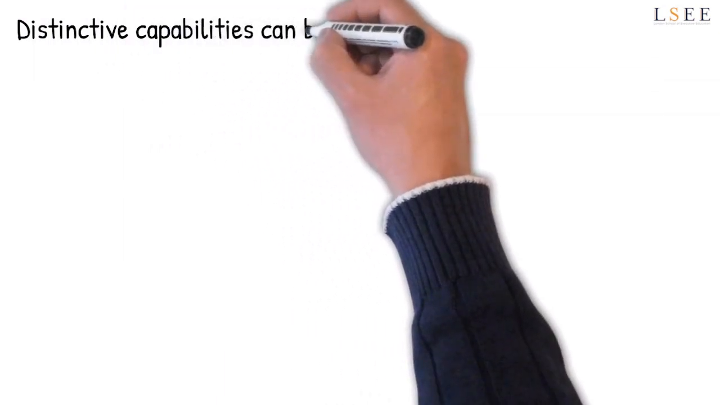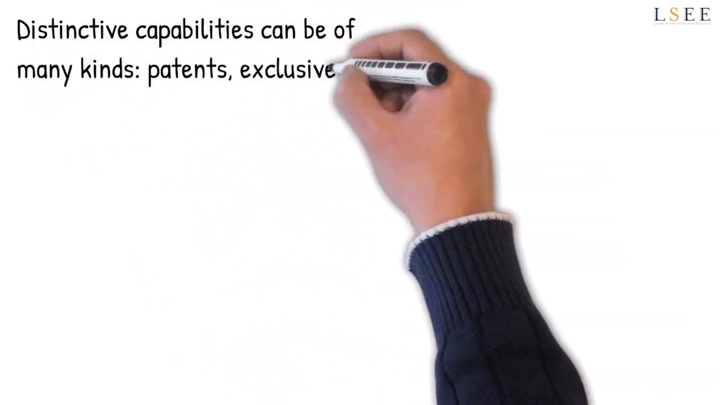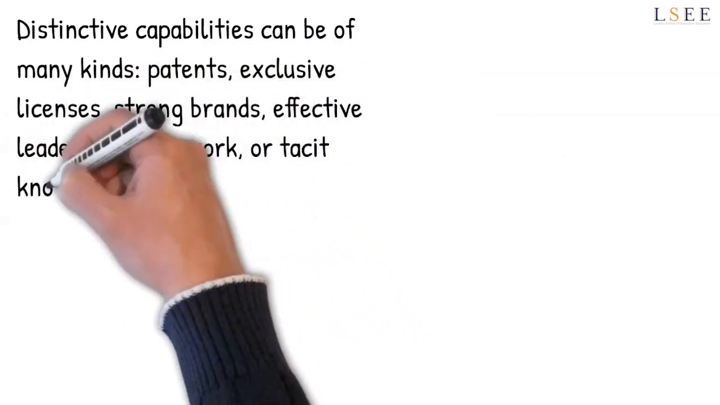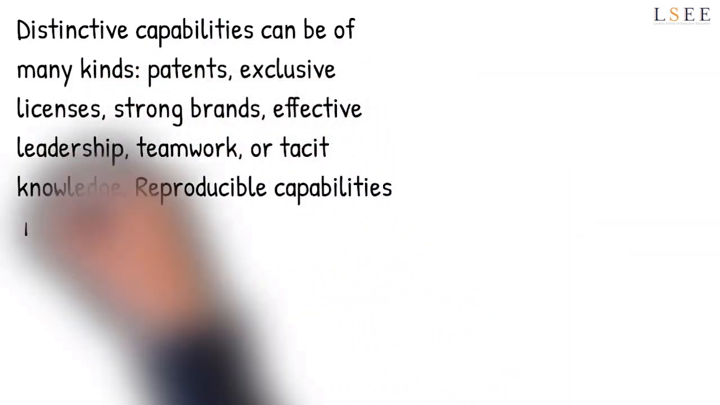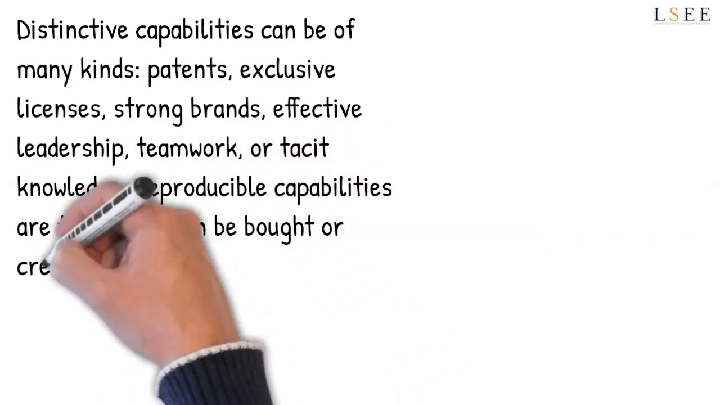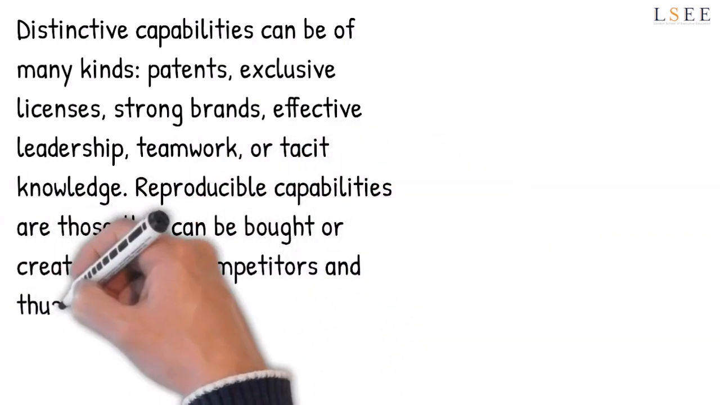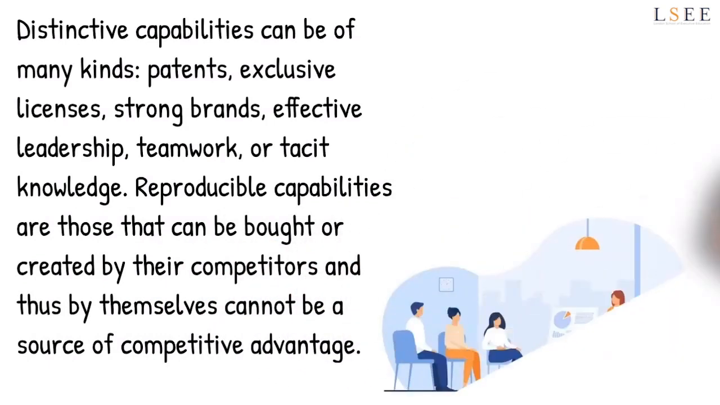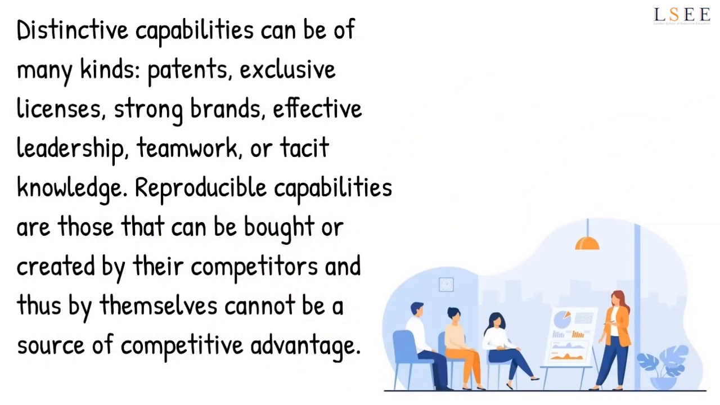Distinctive capabilities can be of many kinds: patents, exclusive licenses, strong brands, effective leadership, teamwork, or tacit knowledge. Reproducible capabilities are those that can be bought or created by their competitors and thus by themselves cannot be a source of competitive advantage.